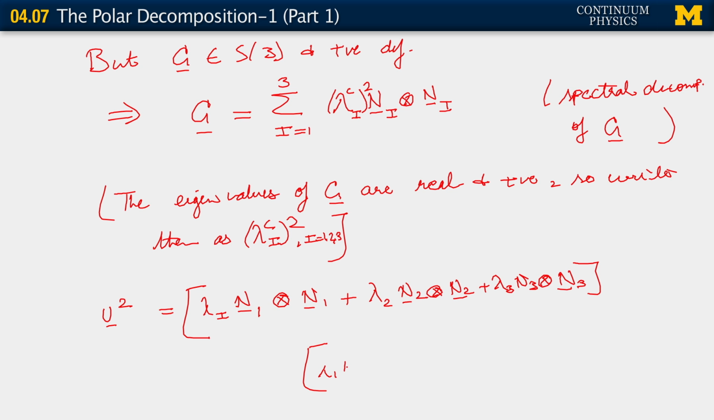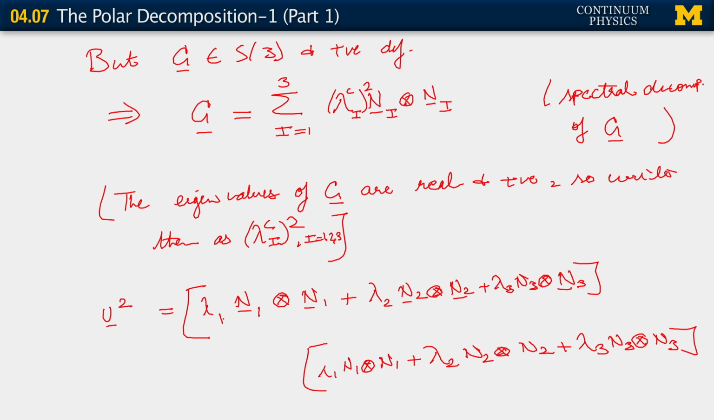Lambda 1 n1 tensor n1 plus lambda 2 n2 tensor n2 plus lambda 3 n3 tensor n3. And I also caught another typo, which is that I have a lambda i here. It needs to be a lambda 1. Okay, this is what I have. Now recall, the n1, n2, n3 are orthonormal.